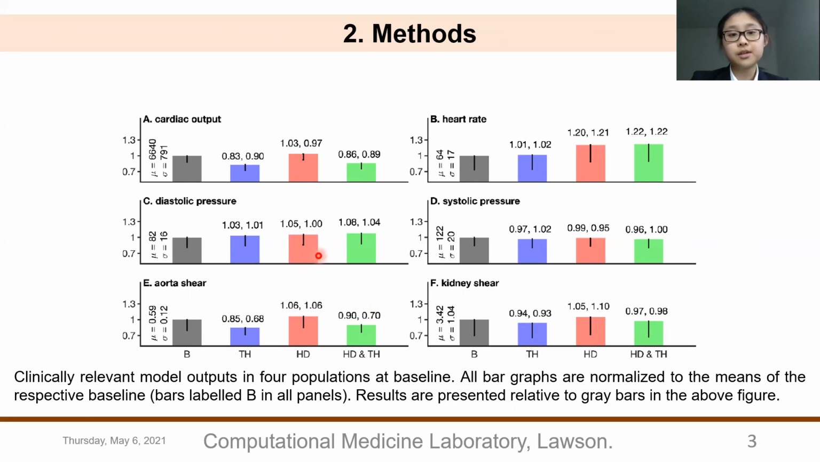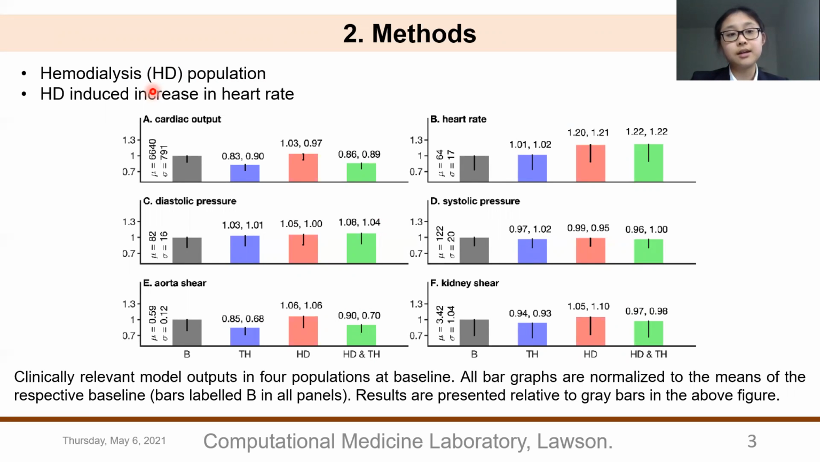All model parameters were randomly sampled using Gaussian distributions. The hemodialysis population was generated by activating the clearance of toxin small molecules in the blood and using a hemodialysis-induced increase in heart rate to 90 beats per minute.